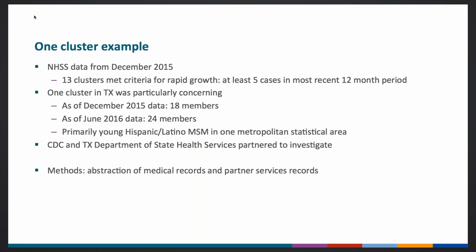Next slide. So I wanted to just give an example. I mentioned that we had done that analysis of data from December 2015 and found 13 clusters. There was one cluster in Texas that was particularly concerning. As of that initial data run, it had 18 people in it. And as of a data run from a data set 6 months later, it had grown to 24 members. And these 24 persons were primarily young Hispanic Latino MSM in one metropolitan statistical area. And so CDC and Texas Department of State Health Services partnered to investigate through abstraction of medical records and partner services records. Next slide.